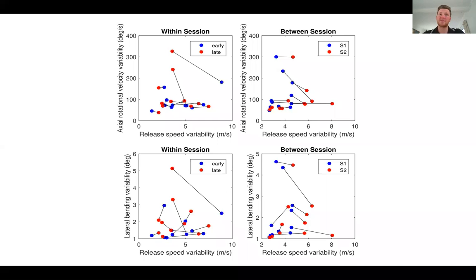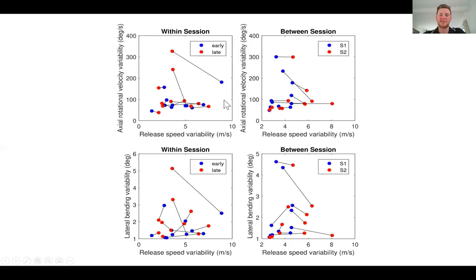And that can be seen in this figure here, so no real pattern. But what this figure does show is how much the variability differs within and between sessions. The left-hand side of this figure compares within session between the first 3 overs or early, shown by the blue dots, and the second 3 overs or late, shown by the red dots. On the right-hand side, it compares between session 1 in blue and session 2 in red.